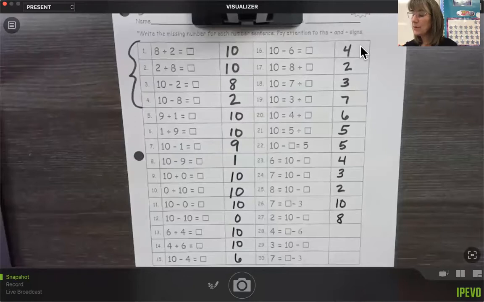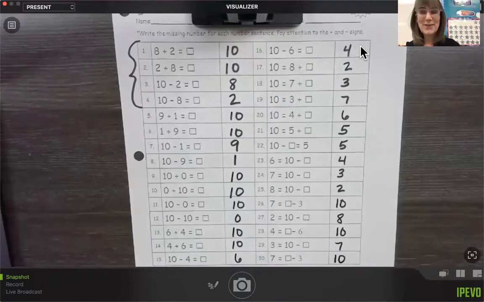Here we go. 4 equals 10 minus something. Well, we know that 6 plus 4 equals 10, so 10 minus 6 equals 4. 10 minus something equals 3. We know that 3 plus 7 equals 10, so 10 minus 7 equals 3. 7 equals something minus 3. We know that 3 plus 7 equals 10, so 10 minus 3 equals 7. When you know your fact families, it makes adding and subtracting even easier, right?